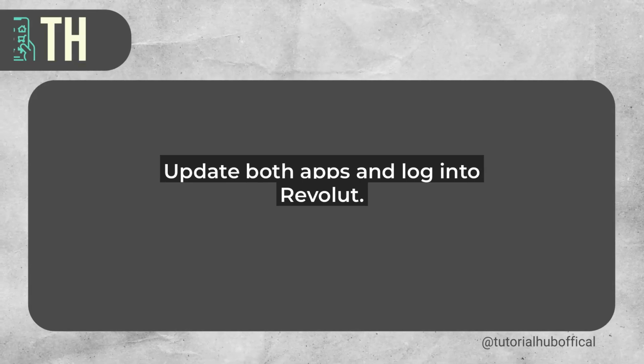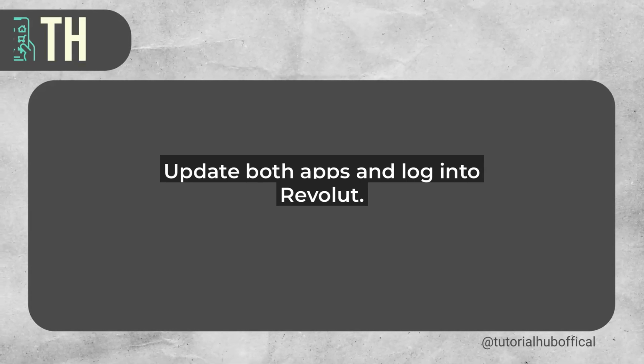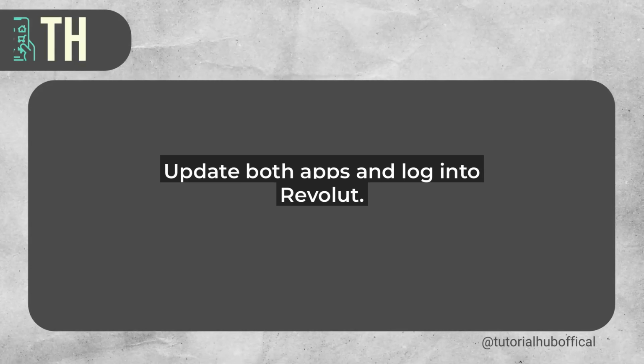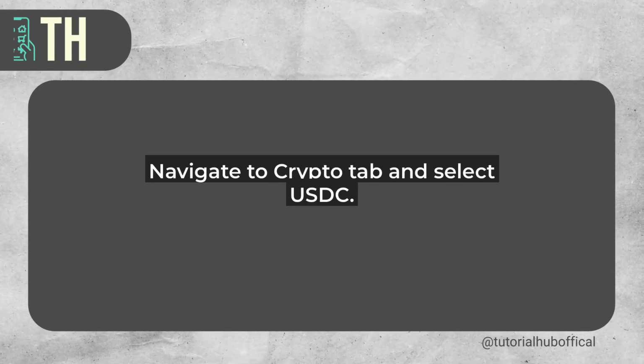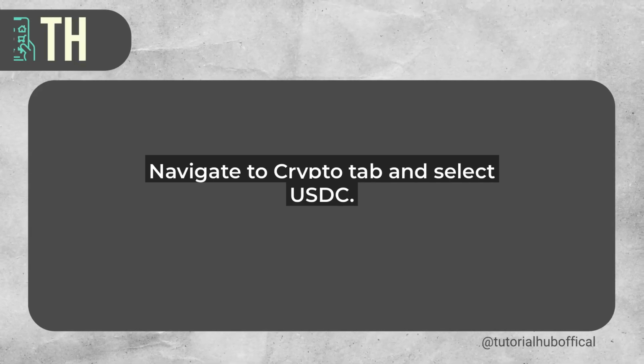Let's dive right in. First things first, ensure you have both the Revolut and Binance apps updated on your device. Start by opening Revolut and logging into your account. Head over to the Crypto tab, where you'll see your USDC balance. Select USDC to begin the withdrawal process.